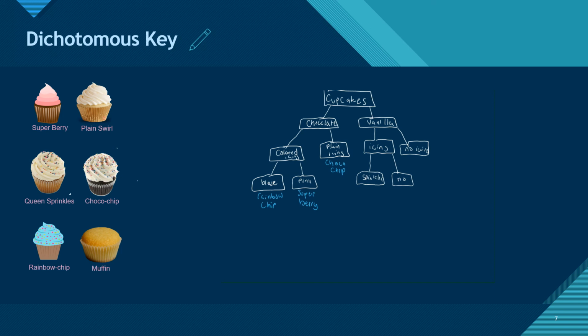Now we can go ahead and write their names. The only one that is vanilla, has icing, and has sprinkles is Queen Sprinkles. The only one that is vanilla, has icing, but has no sprinkles is Plain Swirl. And our last one is vanilla, no icing. The only one that is like that is Muffin. Now you have classified each and every one of these, and you are able to know which one of these cupcakes has which distinctive features.